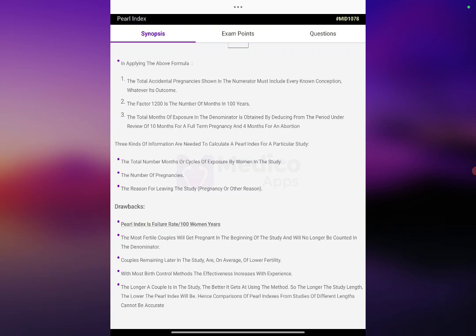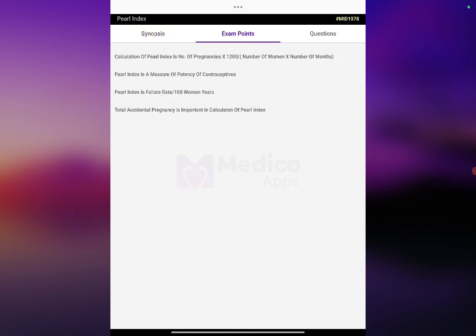The most fertile couples will get pregnant in the beginning of the study and will no longer be counted in the denominator. Couples remaining later in the study are of average or low fertility. With most birth control methods, the effectiveness increases with experience. The longer a couple is in the study, the better it gets at using the method. So the longer the study, the lower the Pearl Index will be. Hence, comparison of Pearl Indexes from studies of different lengths cannot be accurate.